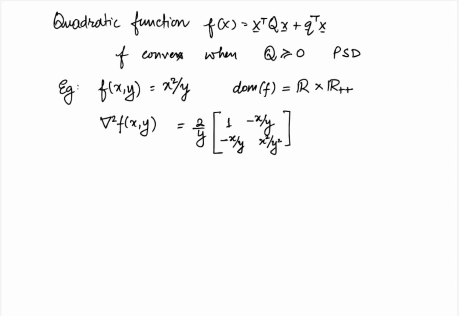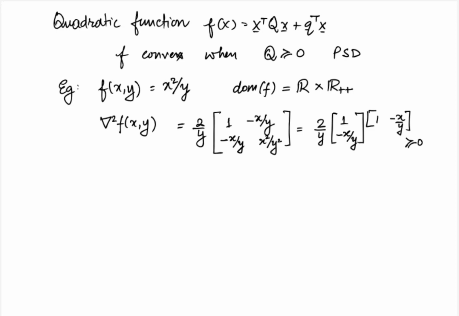So how to verify if this matrix is PSD or not? One way is to try and factorize the matrix. In this case, the matrix can be written as the product of the vector (1, minus x by y) with its transpose, which is PSD.